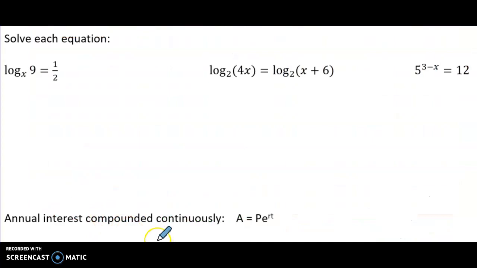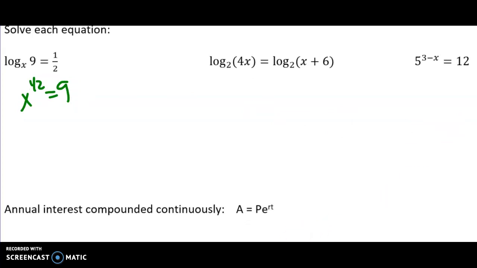Okay? When we solve logarithmic equations, we just want to do something like this. We want to rewrite this as an exponent. This is x to the 1/2 equals 9. So if we want to solve these equations, we rewrite them as an exponent. Now I can solve that, right? That's square root of something equals 9. To undo that, I square both sides, and we say x is 81.